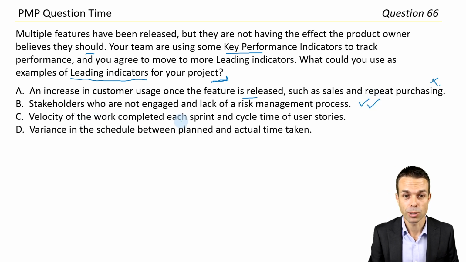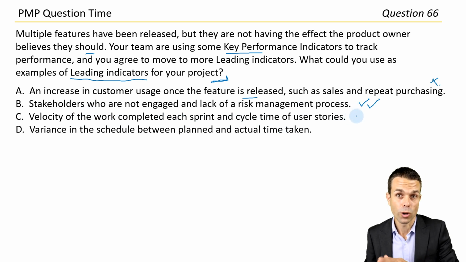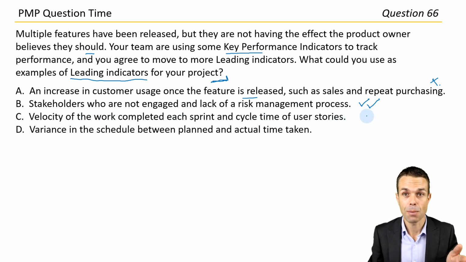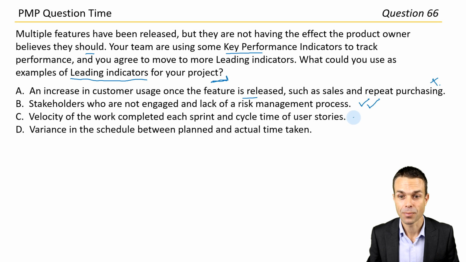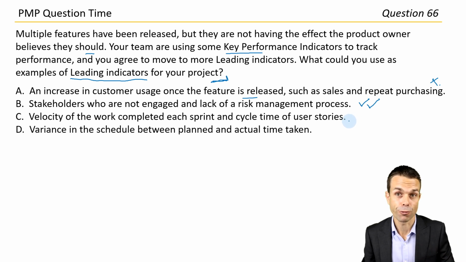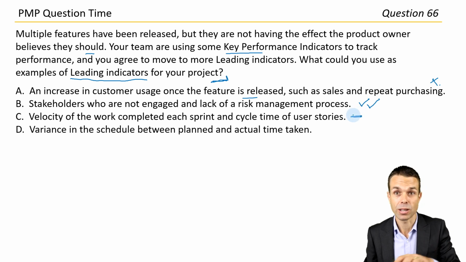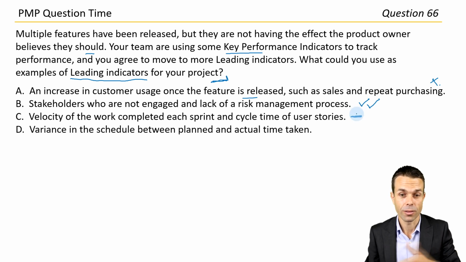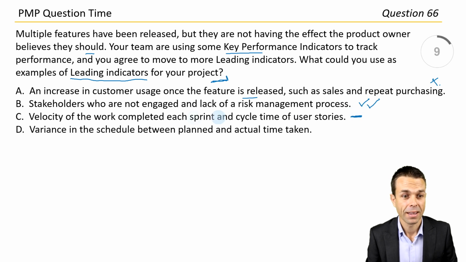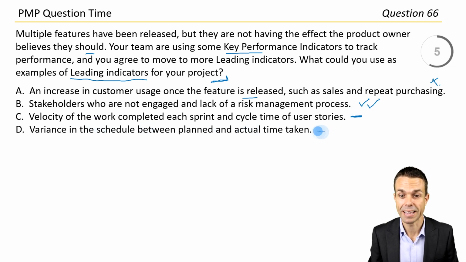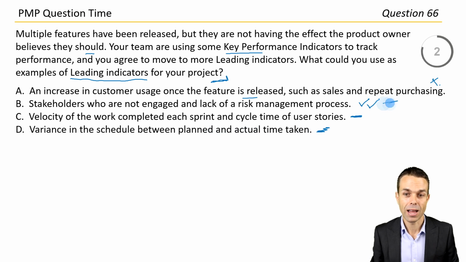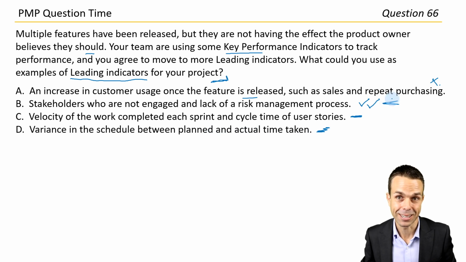Velocity of the work completed in each sprint and cycle time of the user stories. Now that is work completed again, so it's already happened, it's lagging. We can use it to forecast, but it's still a lagging indicator because it will change as we're completing those things and updating the user stories and the cycle time. Variance in the schedule between planned and actual time taken, again a lagging indicator. I think for all our purposes, let's go with answer B here.